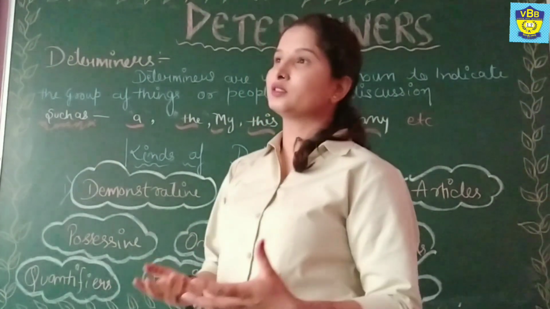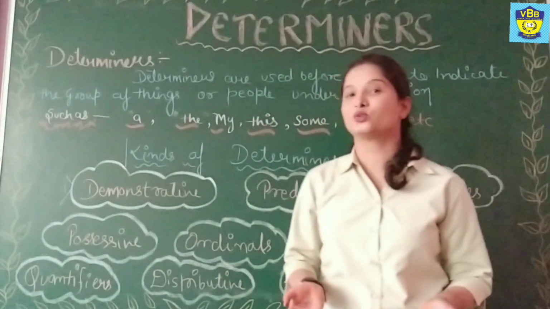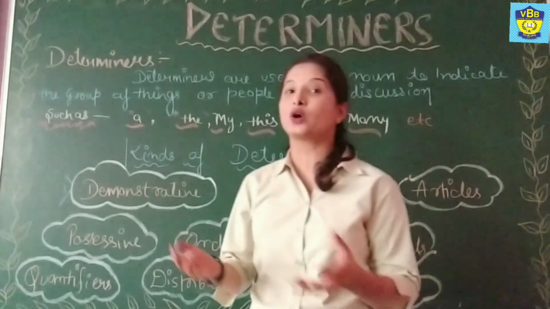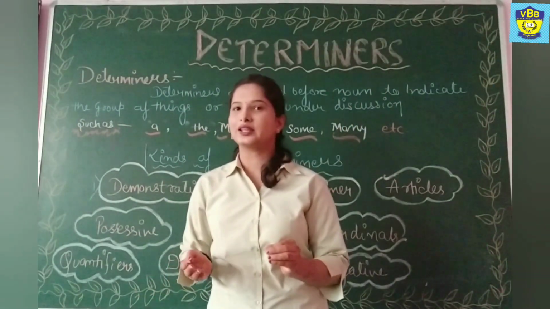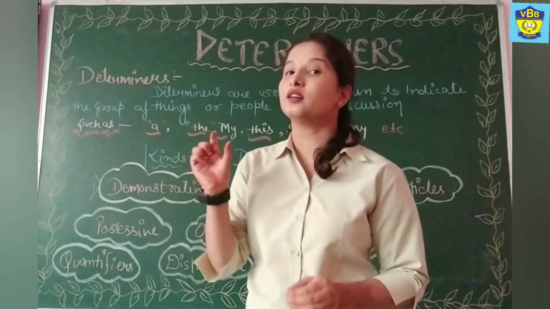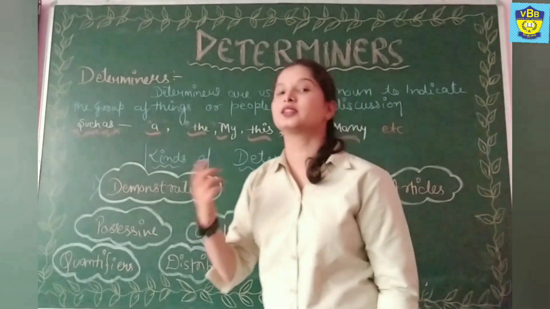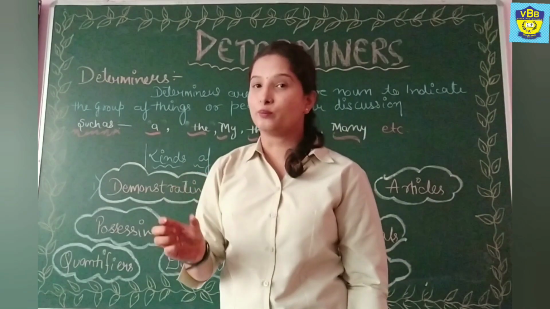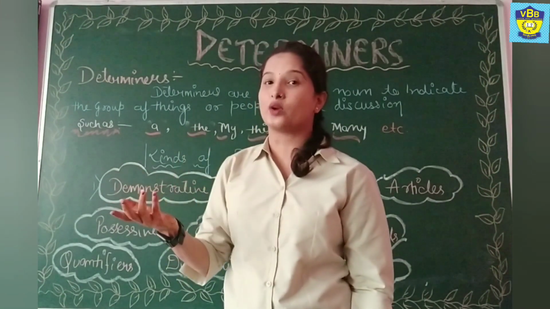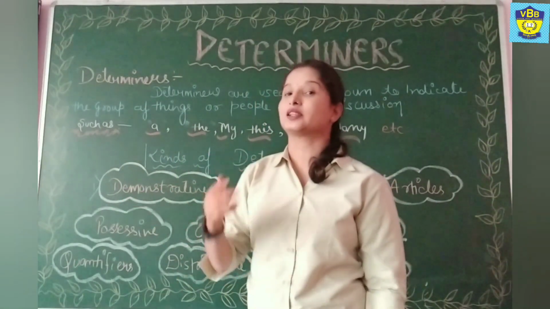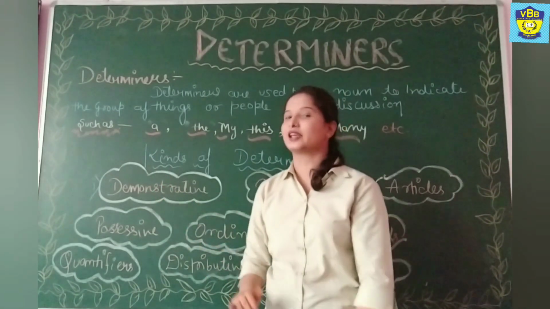So these are the words which you usually use in a sentence, like: He is a good boy. Now you can see that I have used the word a, which is already given here. So that word is a determiner. In "he is a good boy," boy is a noun, and a indicates that the noun is coming in the sentence.